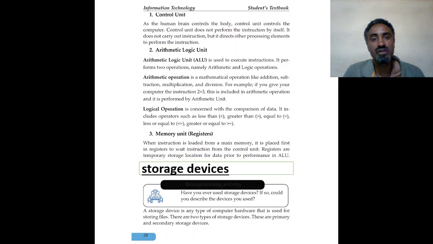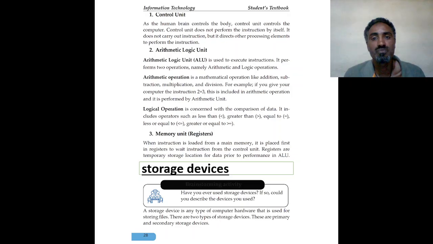It controls like the human brain. It controls the transfer of data between the other components. As the human brain controls the body, the control unit controls the computer. Between the input device and the other storage devices, this control unit controls the transfer of data.